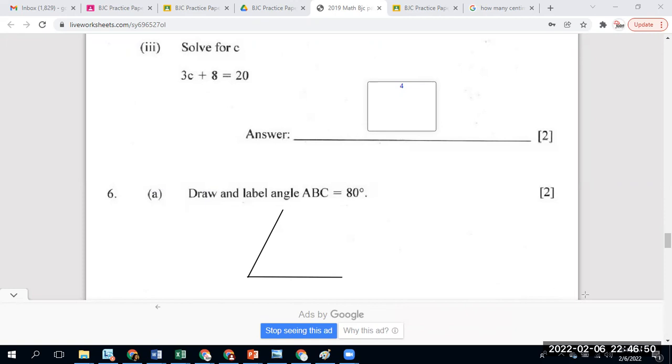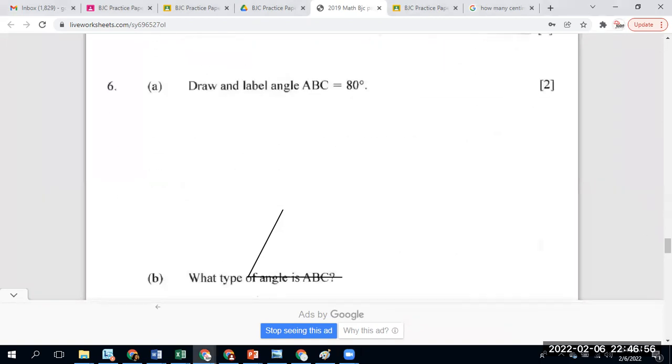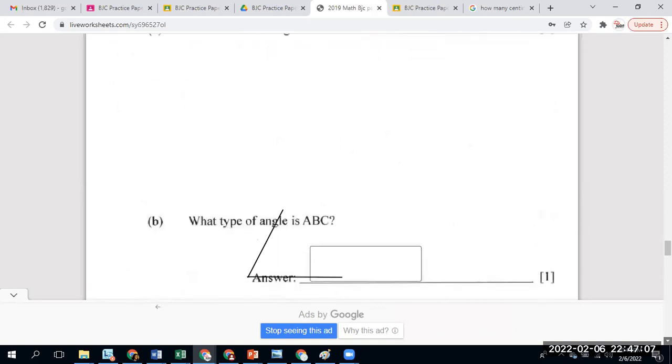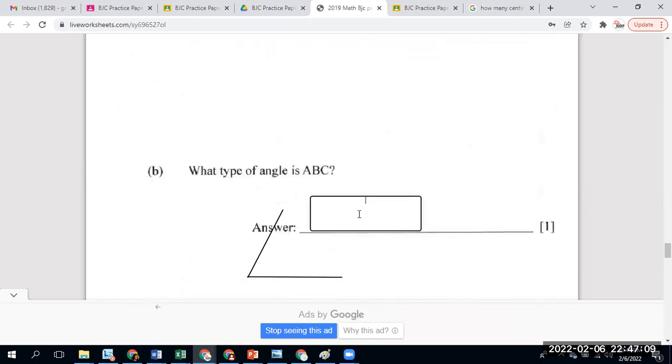Okay, and then it goes on to ask us, oops, what type of angle is it? Well, this angle is less than 90 degrees, so it's an acute angle, right? So your answer for this next part, it's an acute angle. If it was larger than 90 degrees, then it would be an obtuse angle.